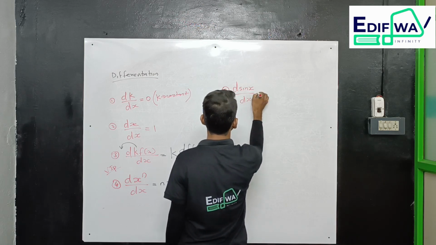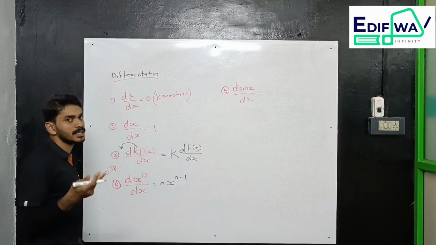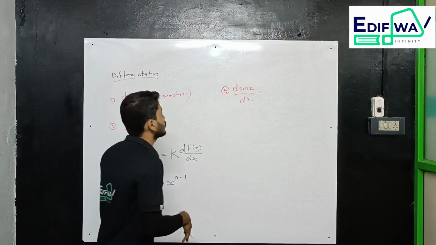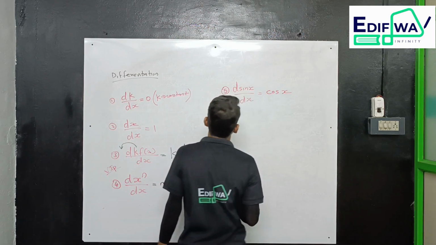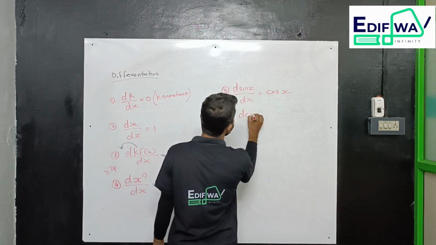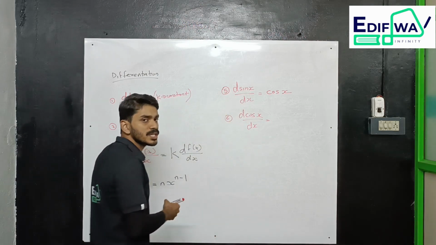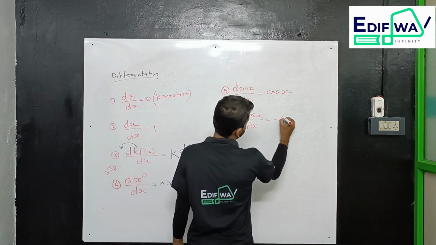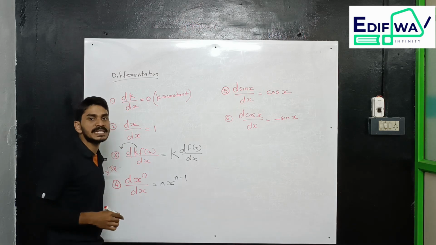Now, the fifth one is the derivative of sin x. What is sin x? Sin x is a trigonometric function. You are already familiar with sin, cos, tan, cosec, sec, cot. So, derivative of sin x is cos x. The next one is the derivative of cos x. Derivative of cos x is minus sin x. It's very important.